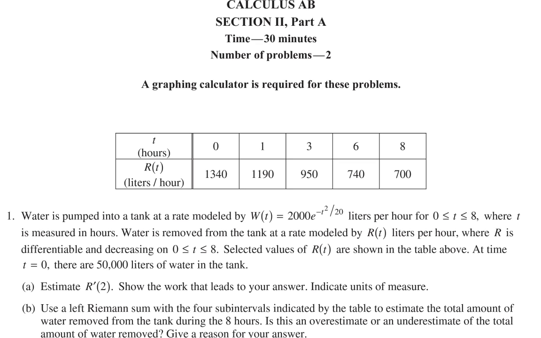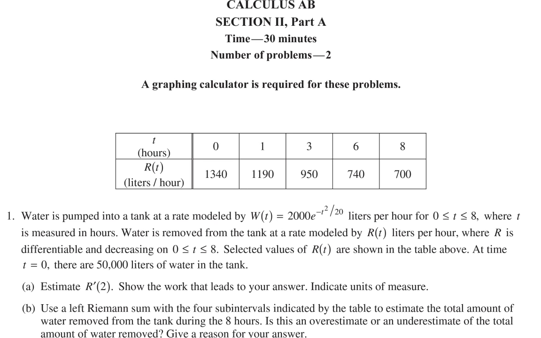So let's use the mean value theorem that says that the slope of the secant line from the point 3, 950 to 1, 1190 should match the slope of the tangent line somewhere between 1 and 3, namely T equals 2. Alright, so we're just going to do the slope of the secant line.